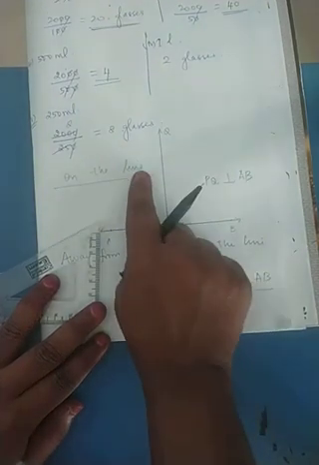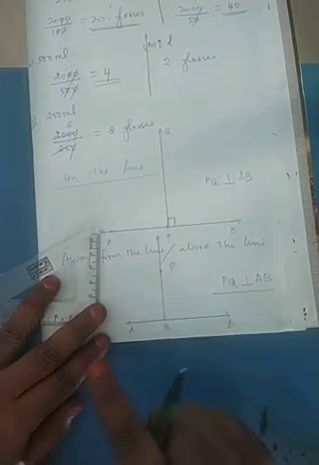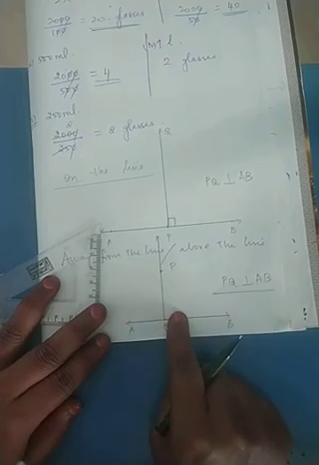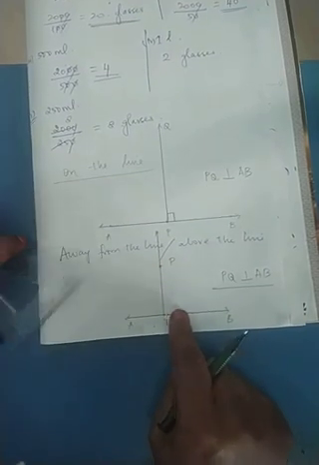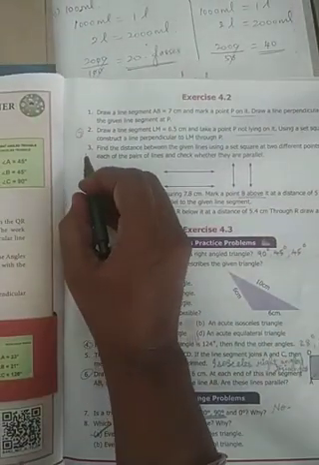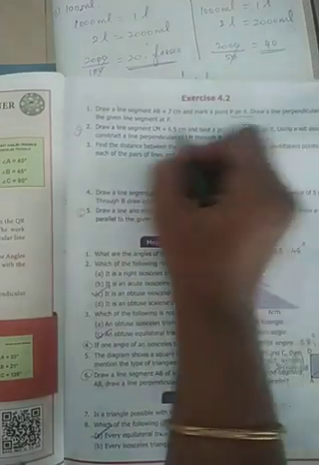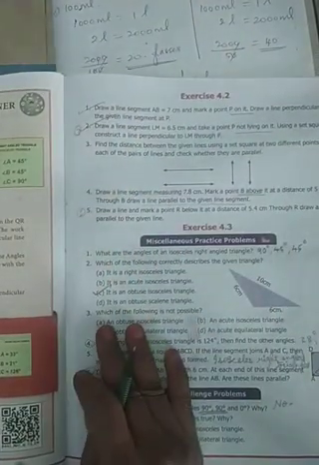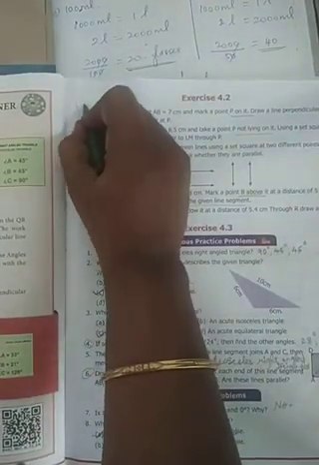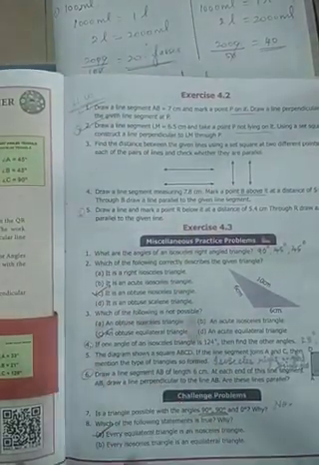Okay, so first practice these two methods. In the next class I will give you homework on this. You can try this homework in your rough notebook. This exercise 4.2, first two sums, on the line and not lying on it. You can try drawing them as your homework. Okay, thank you children.